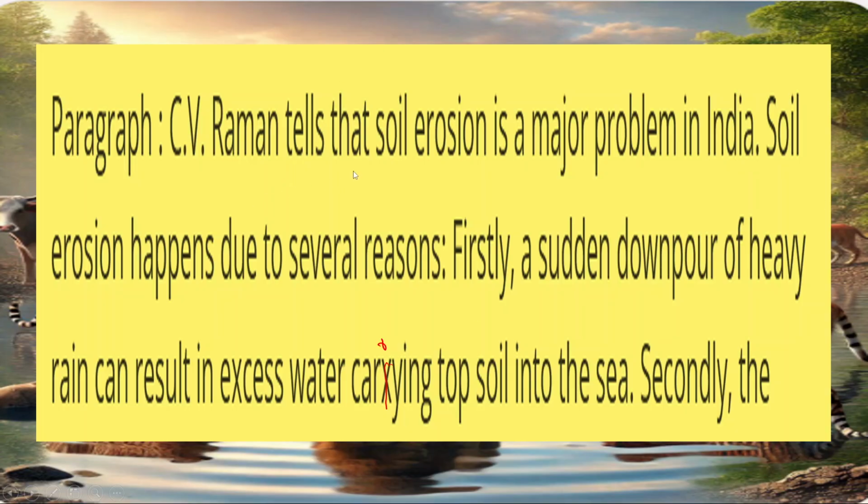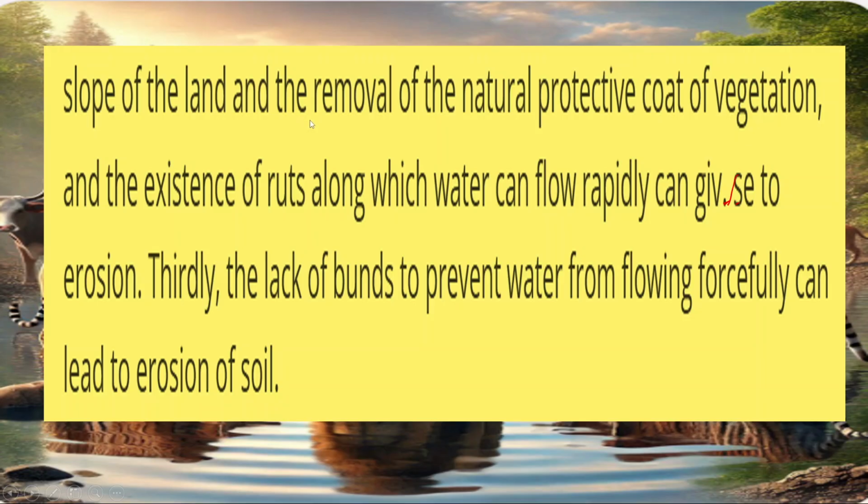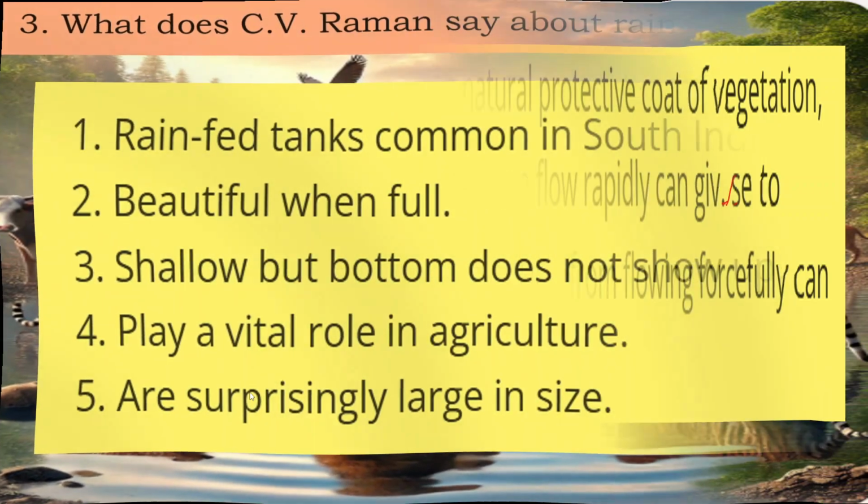C.V. Raman tells that soil erosion is a major problem in India. Soil erosion happens due to several reasons. Firstly, a sudden downpour of heavy rain can result in excess water carrying topsoil into the sea. Secondly, the slope of land and the removal of the natural protective coat of vegetation and the existence of ruts along which water can flow rapidly can give rise to erosion. Thirdly, the lack of bunds to prevent water from flowing forcefully can lead to erosion of soil.